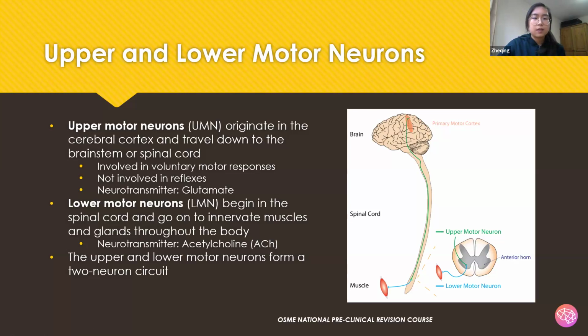The difference in terms of function is that the upper motor neurons are involved in voluntary motor responses. They're not involved in reflex responses, because if you think about it, in a reflex the efferent doesn't go to the brain. Whereas the lower motor neurons are involved in both because they innervate the muscles, and they form a two neuron circuit.